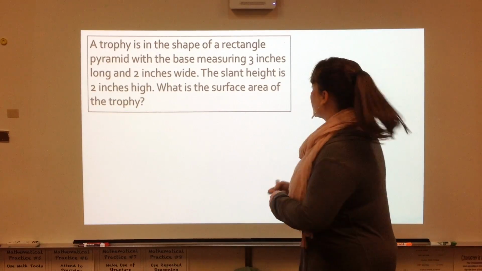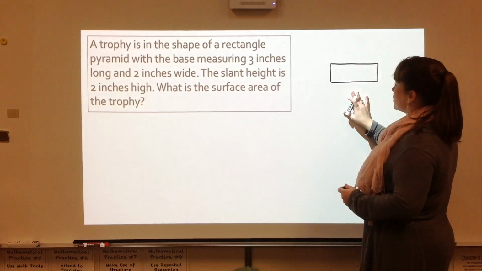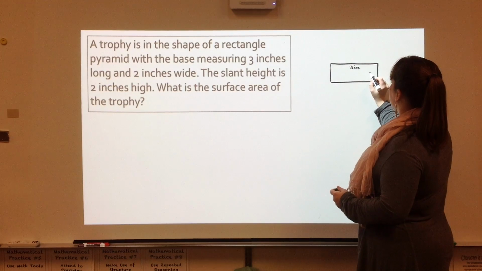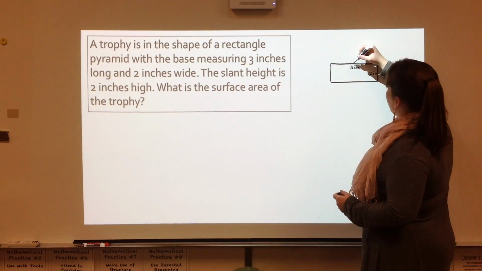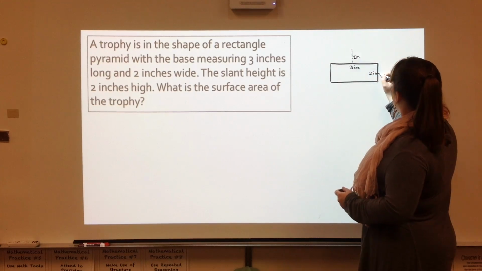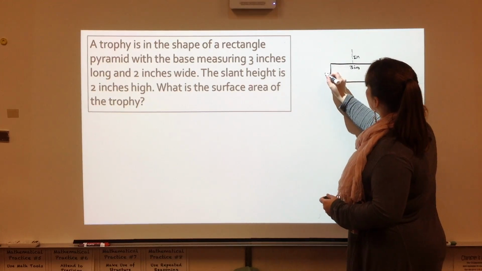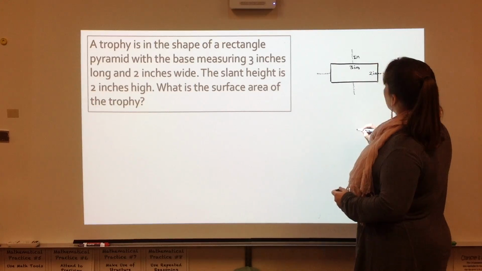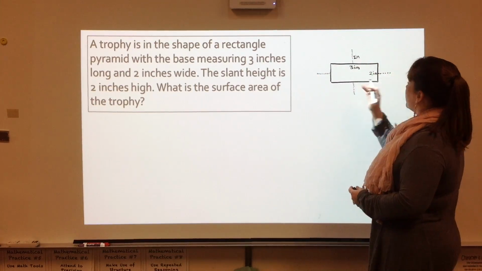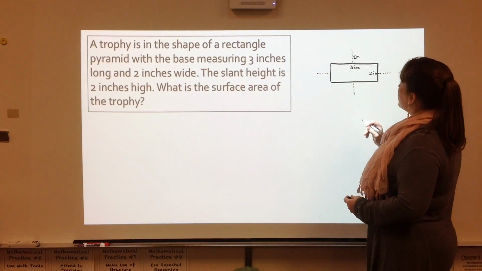So let's start by drawing a net. So it has a base of a rectangle. This is 3 inches and this is 2 inches. And then we're going to have to go up 2 inches coming off of each rectangle side. So notice I did my dotted lines first, 2 inches that way, north, south, east, and west.